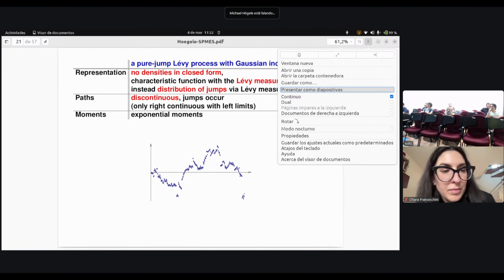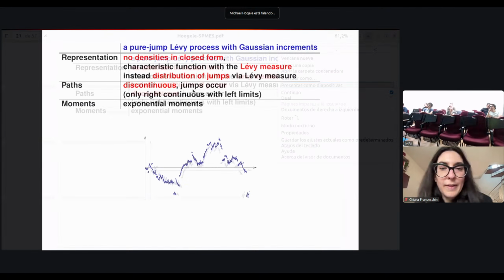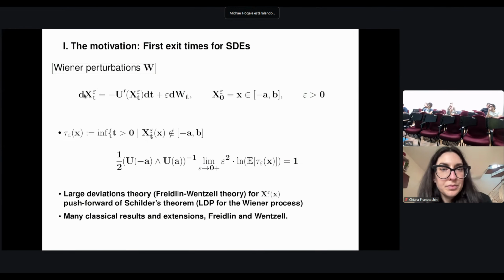The first, much more natural motivation is first exit times for SDEs. If you have a stochastic differential equation, this means you have essentially an ODE perturbed by some kind of Brownian motion, where you have a small prefactor epsilon, starting in some point. And you ask yourself, what is the first time that you leave a certain interval? Okay, once again, sorry, I had to close the brackets here. The first time that you leave a certain interval minus A, B. And then this is a very, very classical question.